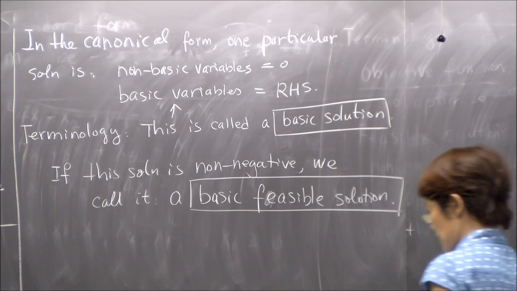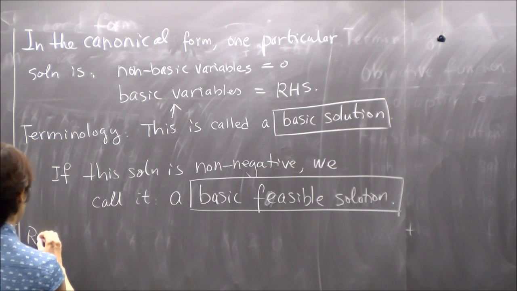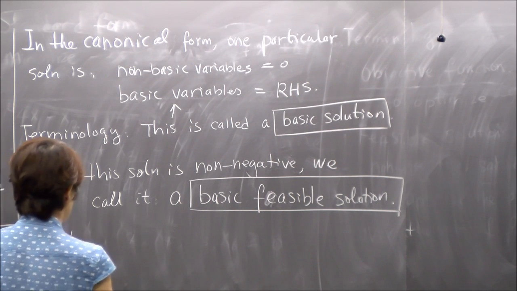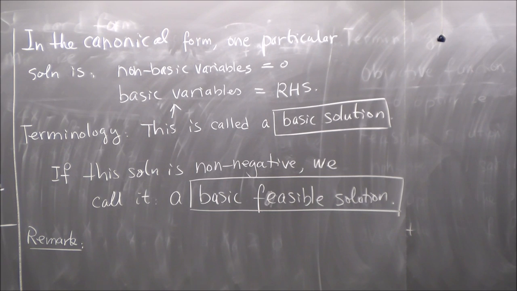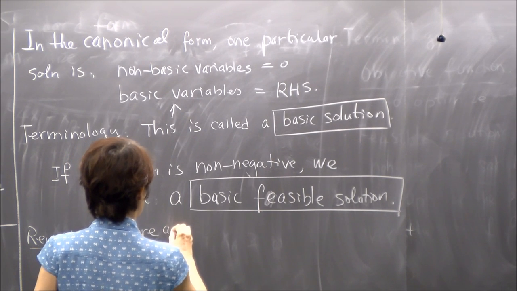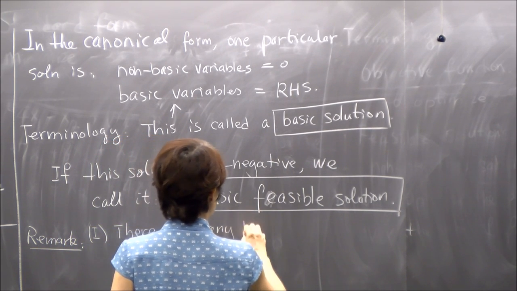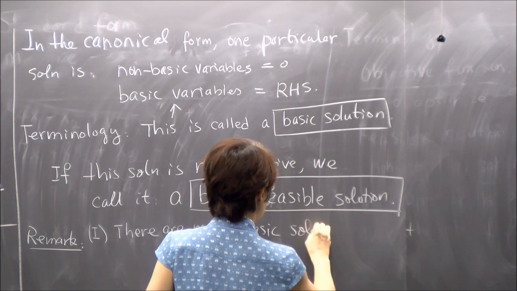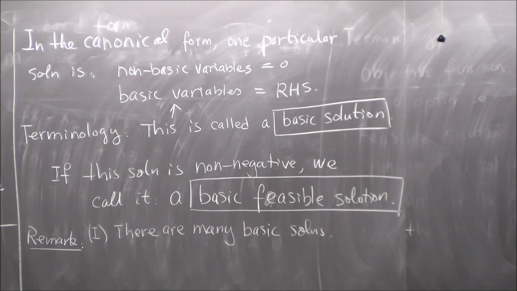So I want to put up some remarks now that's kind of important. And we'll take examples. So remark, we see that by choosing the basic variable in the process of pivoting, we will reach a basic solution. But then if I choose a different one, I will reach a different basic solution. Is that right? There are many of them. Then it's not unique, right? So first remark, there are many basic solutions. Depending on how you choose the basic variables, they'll be different.